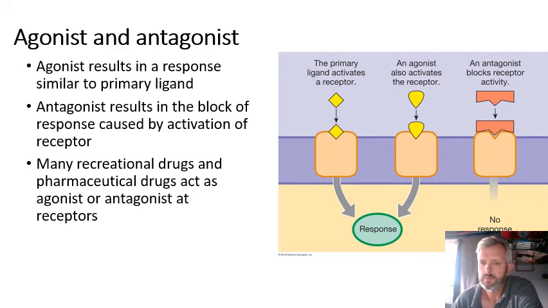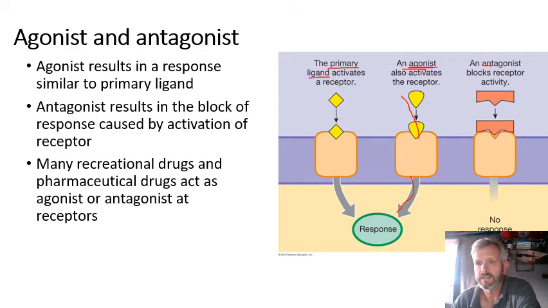So the receptors we've been talking about, they have their primary ligand, primary molecule, chemical messenger that's going to come activate them. There may be other molecules that come in and activate, and if they activate the receptor and we get a similar result in the cell, they are termed agonists because they're eliciting the same effect as the primary ligand or a similar effect.